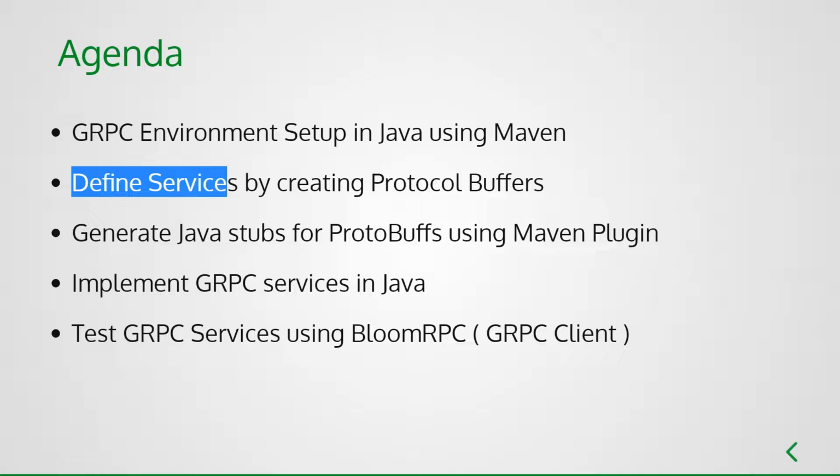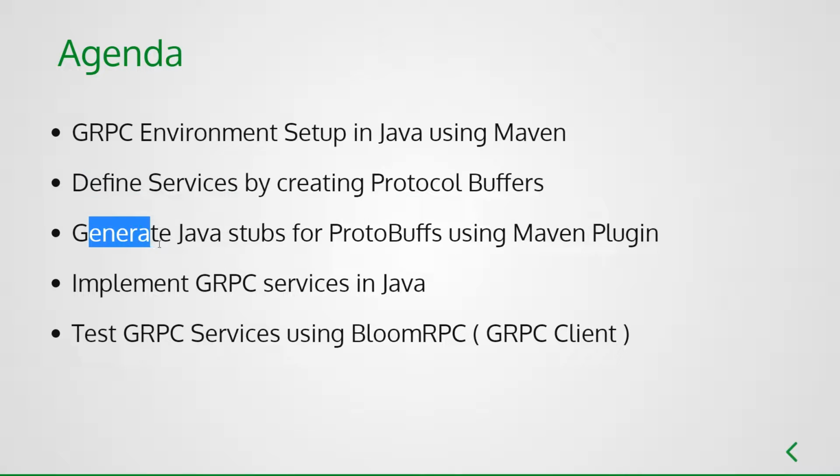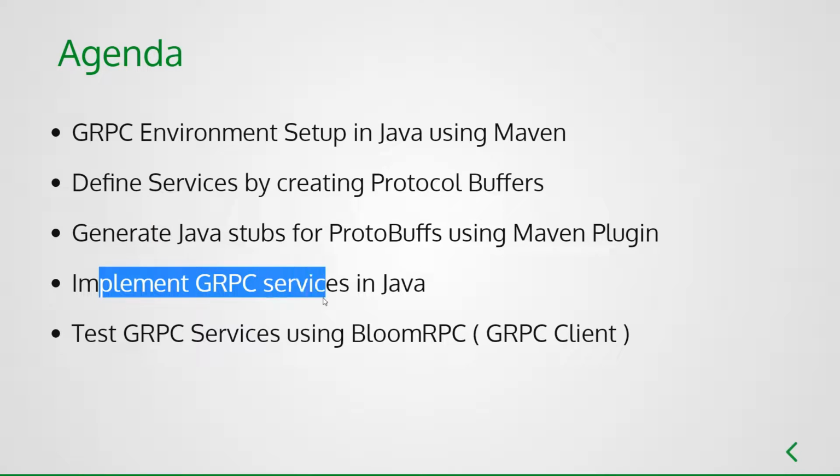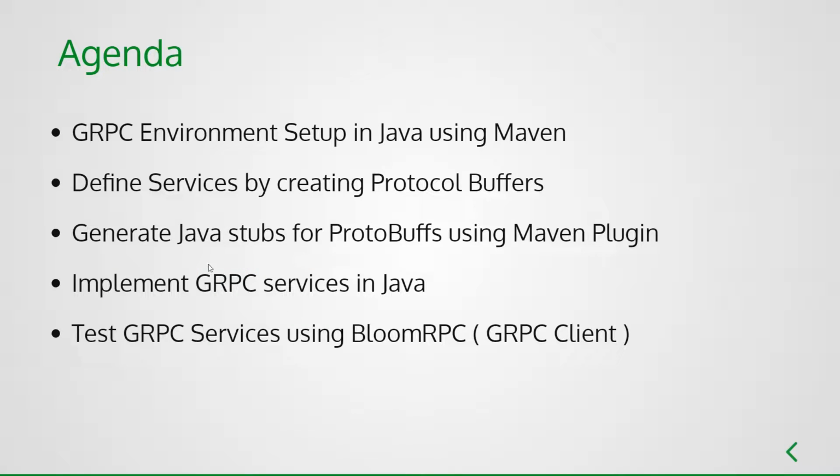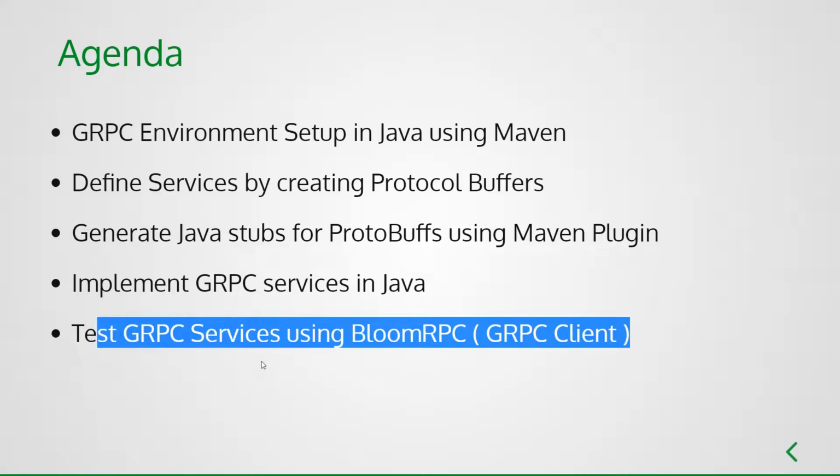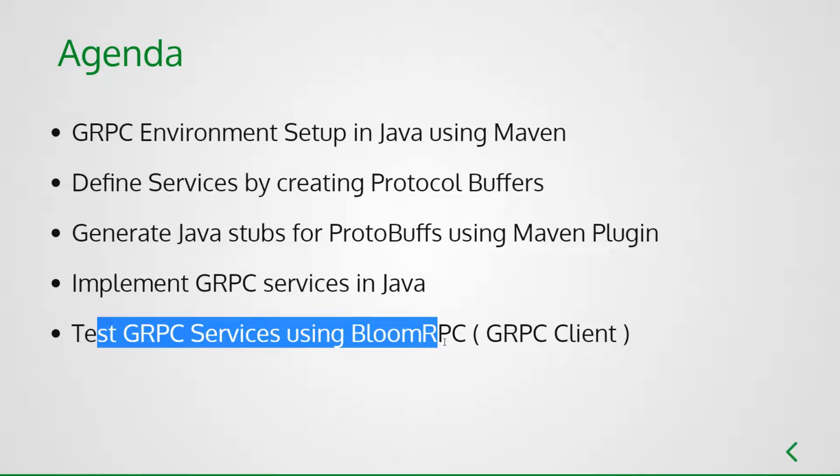watch this video. And next, we're going to generate Java stubs for the newly created protobufs using a Maven plugin. And finally, we're going to implement our gRPC services in Java. And at last, we're going to test our gRPC services using a tool called BloomRPC. So this is pretty much our agenda for this series.